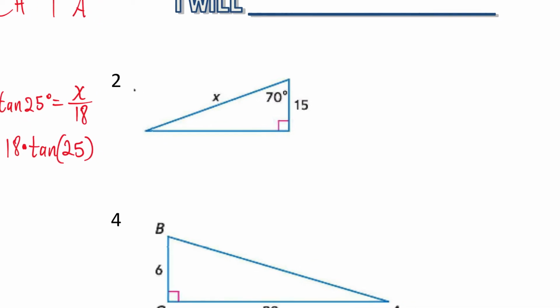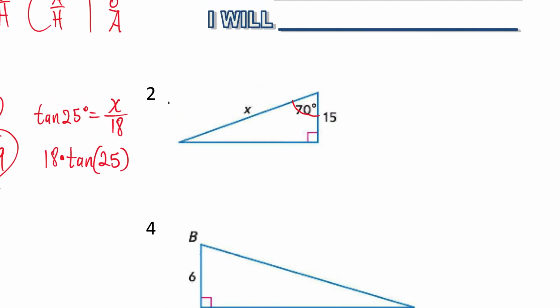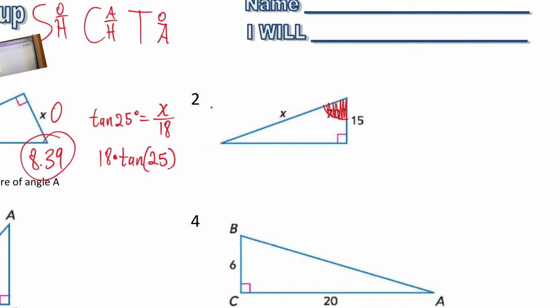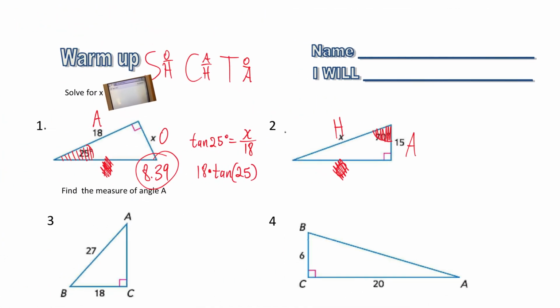All right, number 2. Here's the angle. Which one is H? X. Which one is A? 15, and then O is the blank one. So of those three, which one do I not really need on this problem? The O, there's nothing there. It's blank. I don't care about that one. So I've got A and H.